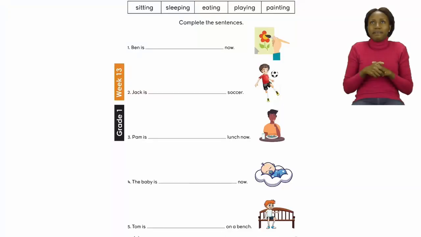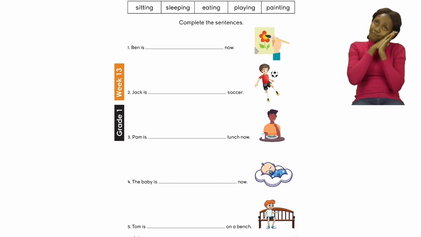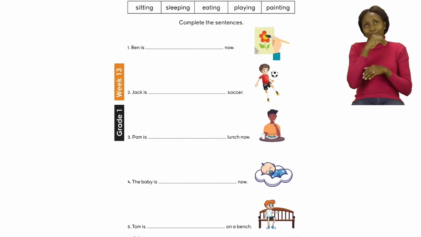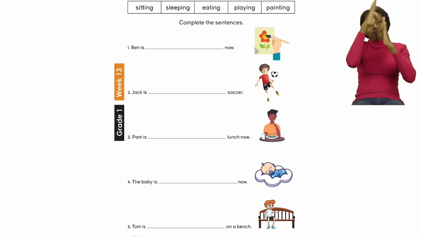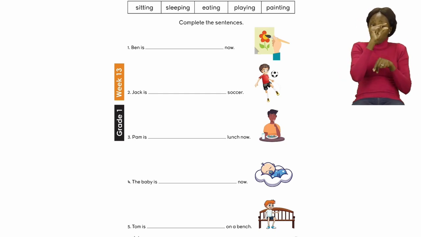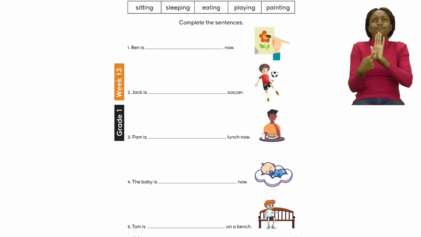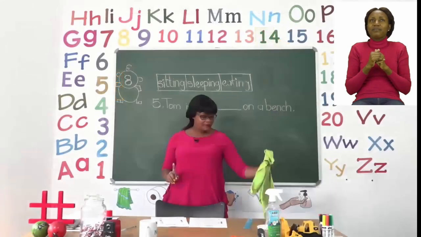Let's please repeat after me. Sitting, sleeping, eating, playing, painting. Well done. So these are the words we're going to use to complete the sentences. To help us, we also have pictures that are going to be there to show us which are the correct words. We're going to do number 5 together.